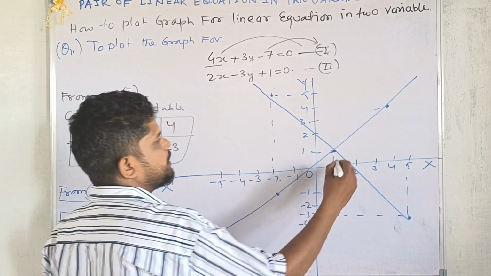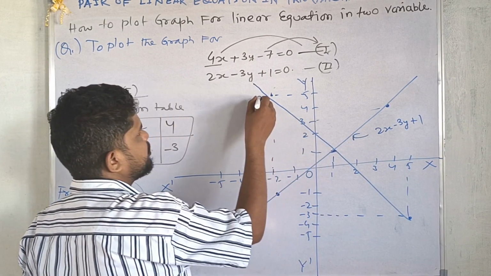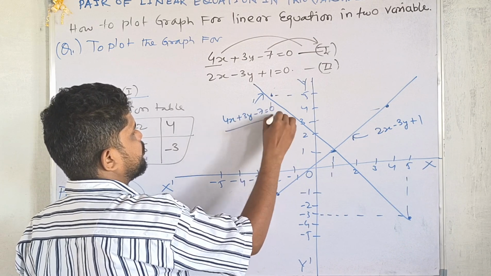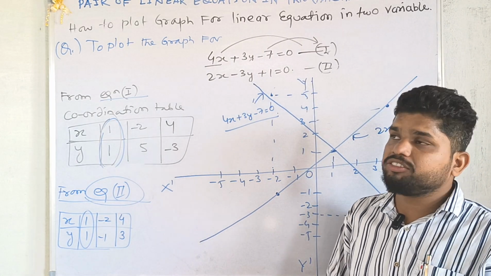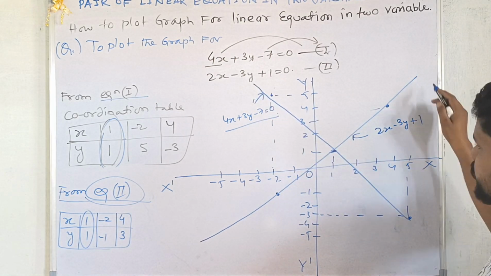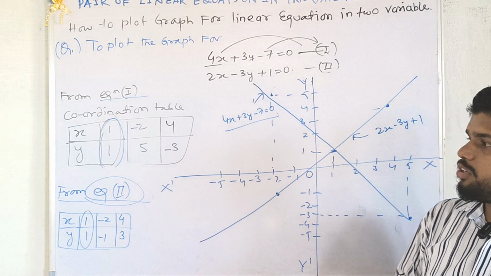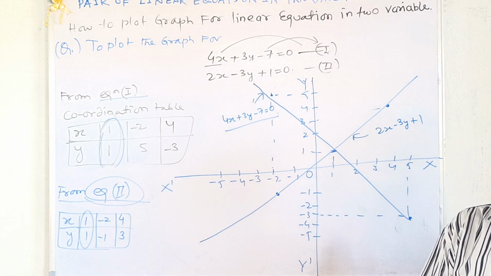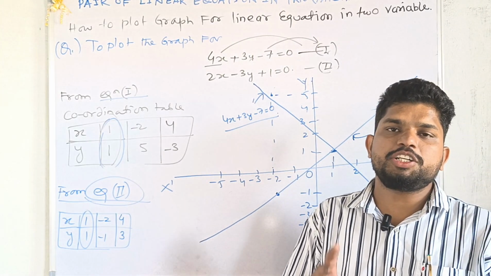So this is the graph for 2x minus 3y plus 1, and this is the graph for 4x plus 3y minus 7 equals 0. So this is the way to plot the graph for linear equations in 2 variables. Obviously these 2 lines are intersecting at one point, so it seems like it will have one solution, that is the coordinate (1, 1).